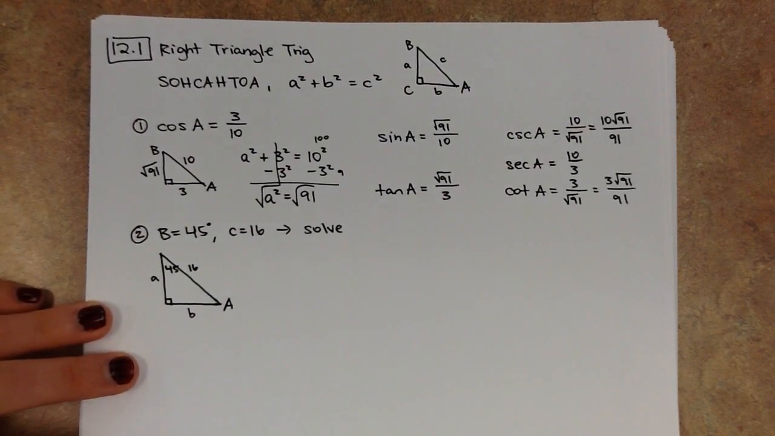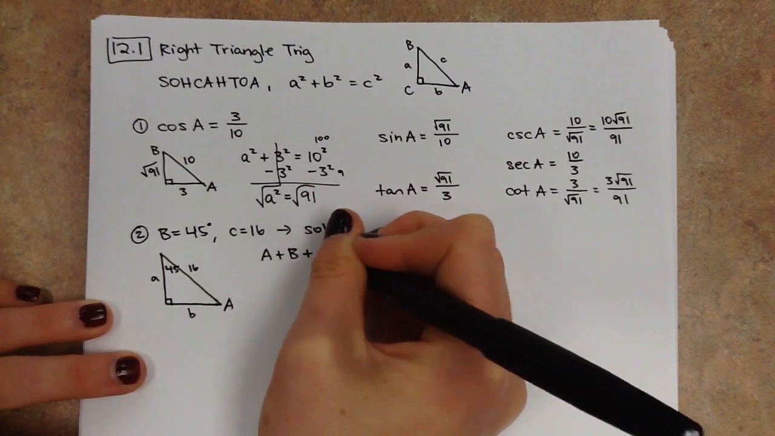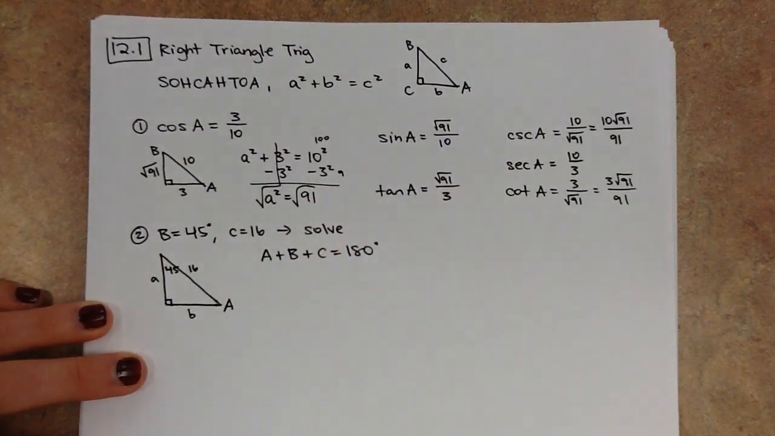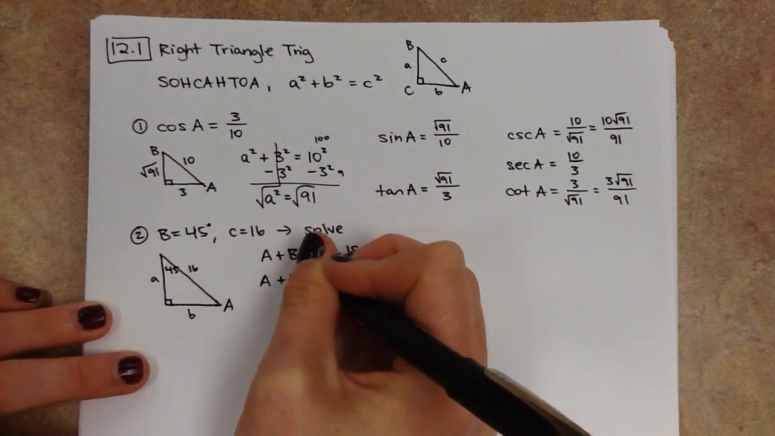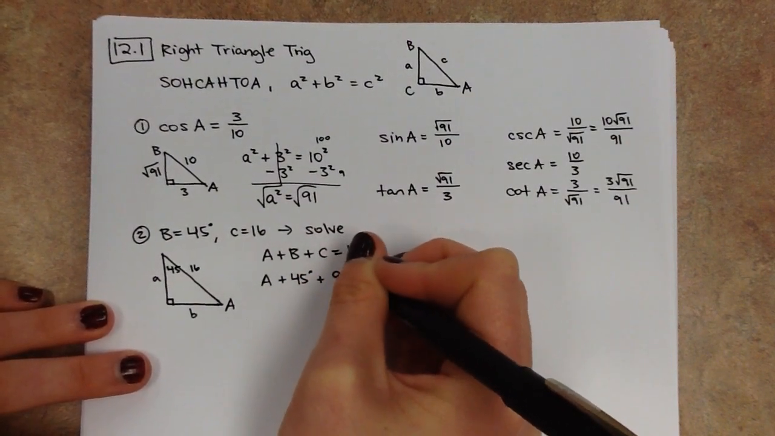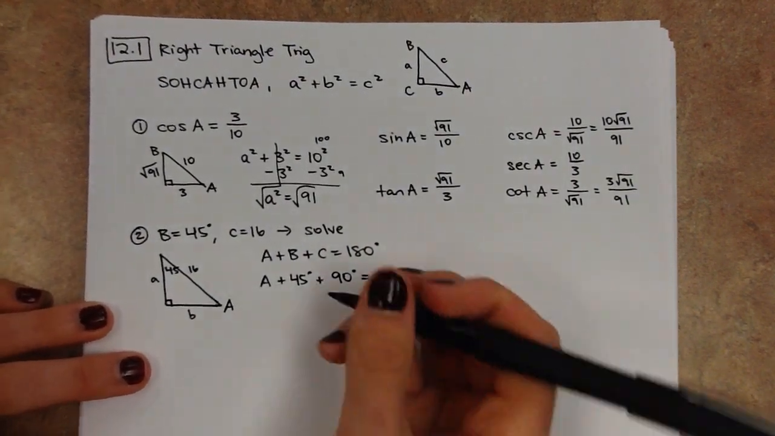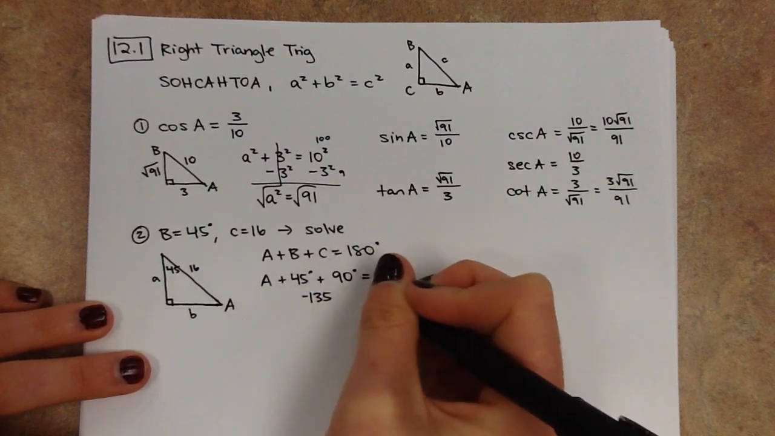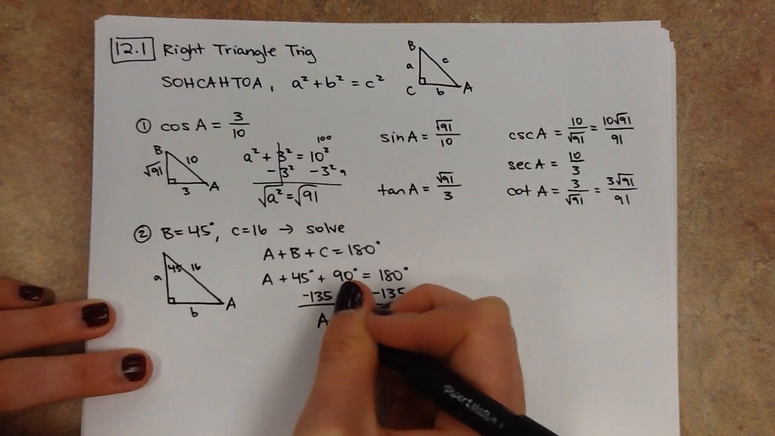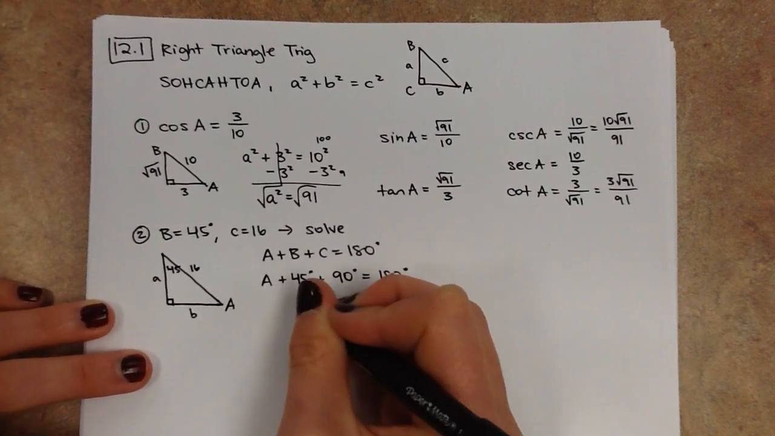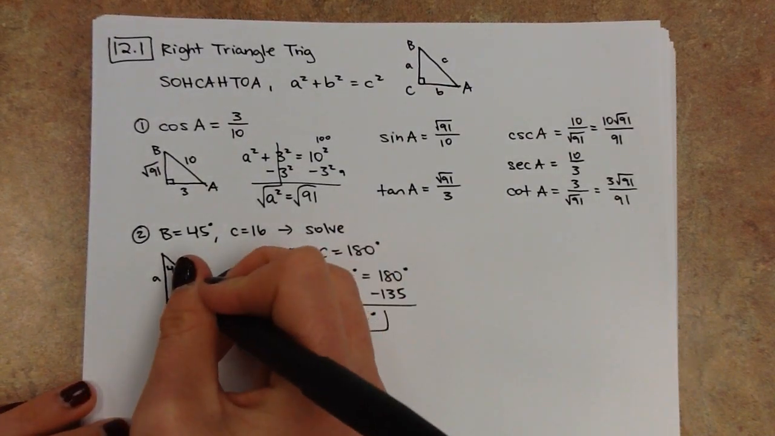Capital A is the easiest one to find. You know that if you add all 3 angles together, you're going to get 180 degrees. That's just how triangles work. That's a constant rule. We don't know A, but we do know that B is 45 degrees, and C is automatically 90 because this is a right triangle. So these two together are 135, so we subtract 135 from both sides, and that leaves us with 45 degrees for A. So that's our first piece. A is 45 degrees.